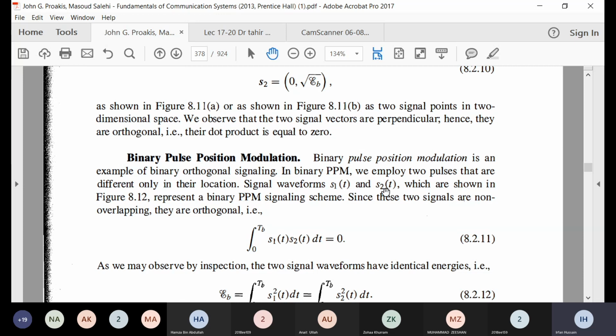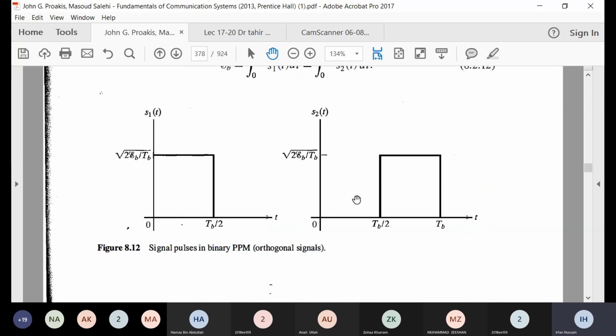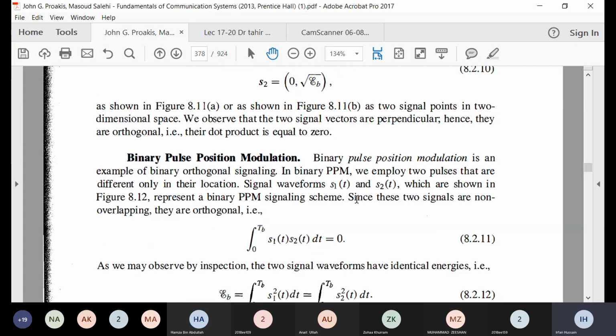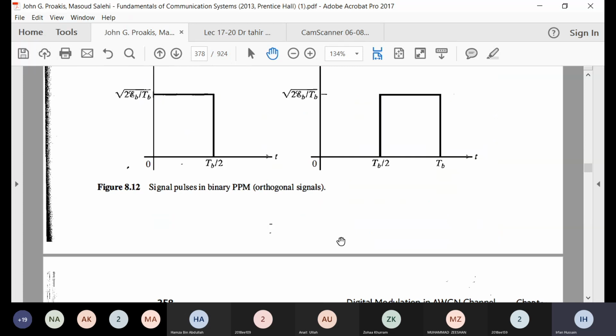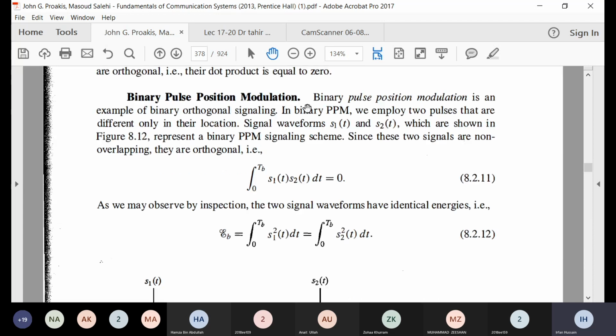Alright, so we saw these two signals here, and you can see they are non-overlapping and orthogonal, so their dot product will be 0. You can find the energies of S1 and S2. The energy will be the square of this, so 2 EB over TB times TB over 2. It will cancel and come out to EB. This will also come out to be EB.